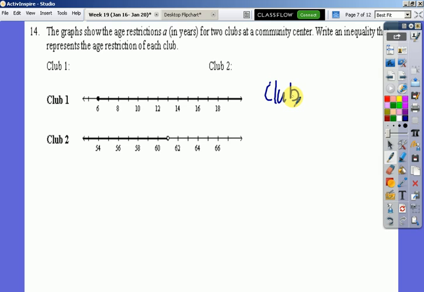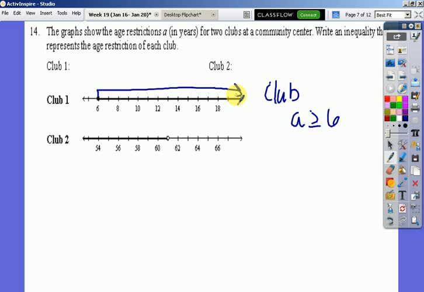So how am I going to set this up? Would it be less than or equal to? Yes. It's greater than or equal to 6. Keep in mind, 6 and anything above 6 is filled in. So that's why A, the value of A, can be 6 or greater: 6, 7, 8, 9, 10, 11, 12, etc. That's for club 1.